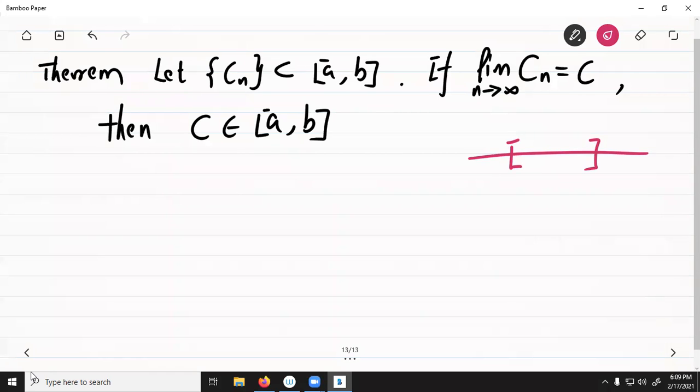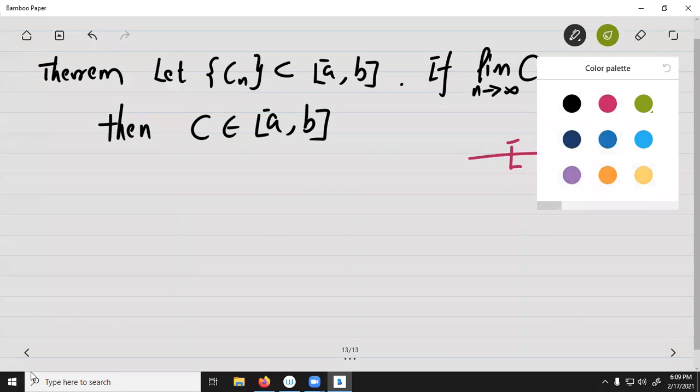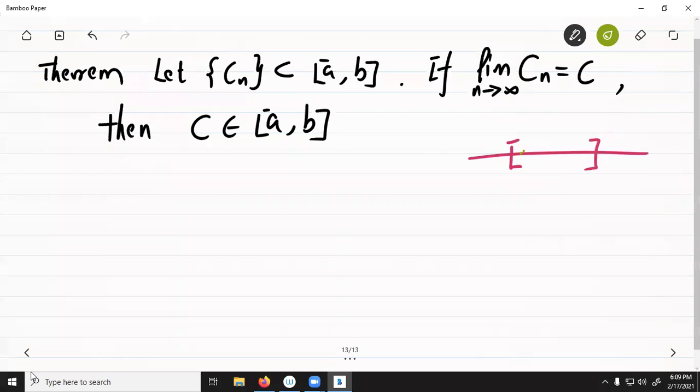All right, you have Cn. Cn is inside this closed interval. It will approach some number. This number will not be outside. If it were outside, the Cn would be outside the interval, right? So we use the lemma we have already had.